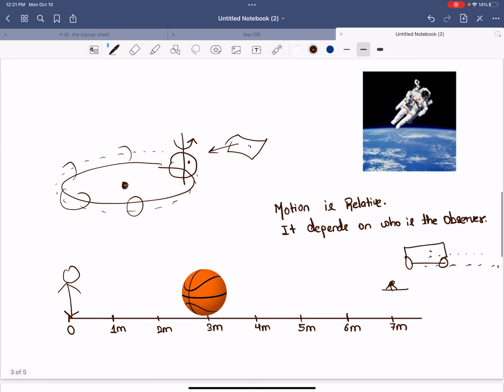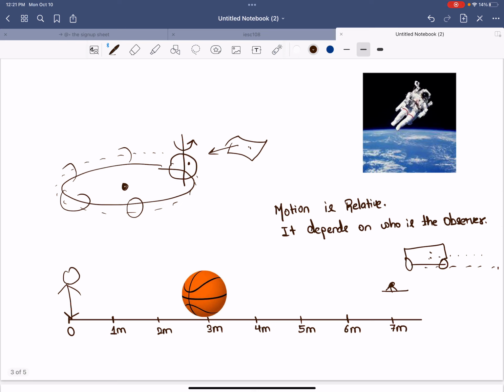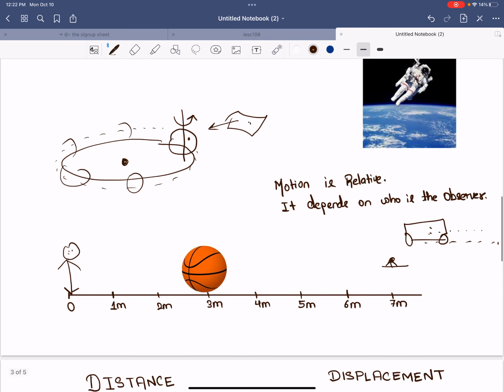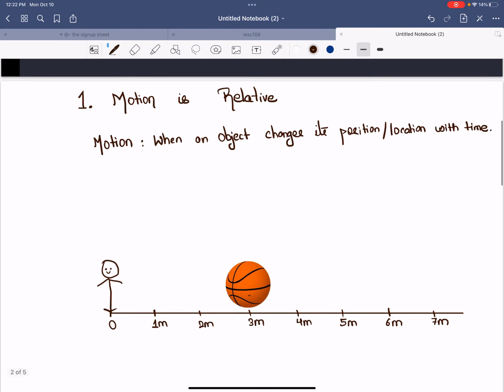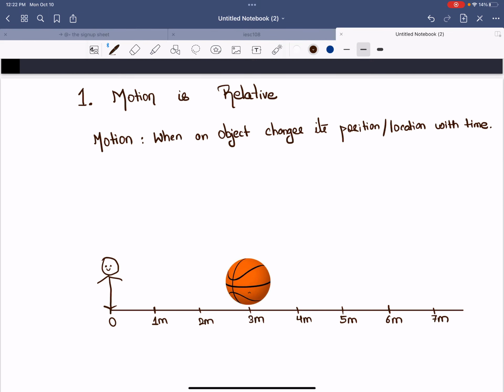So it can only be stationary for one person who is also not moving with that particular object, like in this case you and the ball both were on the ground and the gap was not increasing or decreasing, but this could totally be moving for somebody else. Cool, so hopefully that should help you answer the first 3 questions. Motion is relative, it depends on who is the observer. When an object changes its position or location with time, that's only when you say that it is moving. So anytime you have to check if something is moving for the observer or for you, see if the location of that object is changing or not as time goes on.